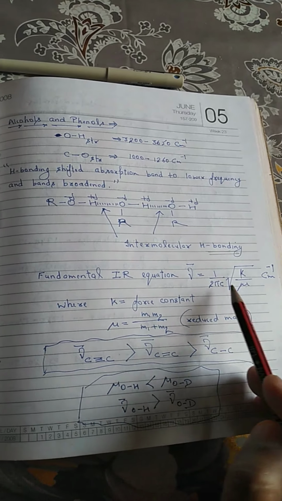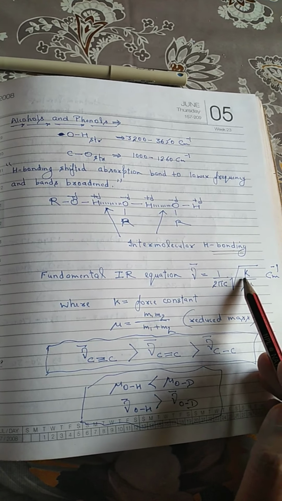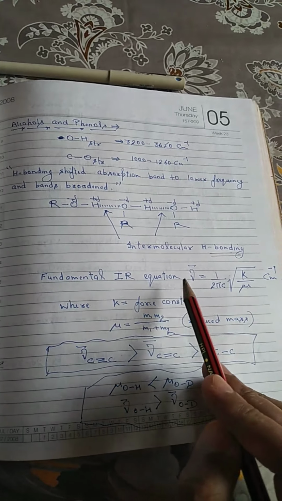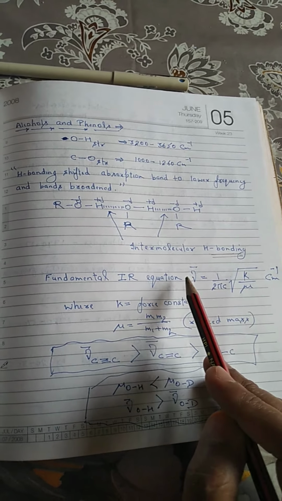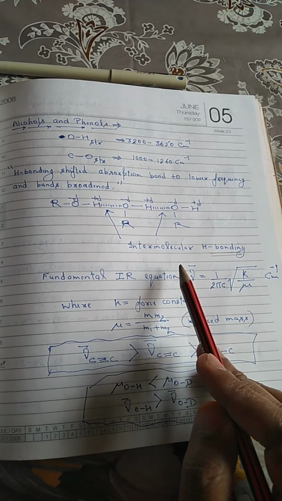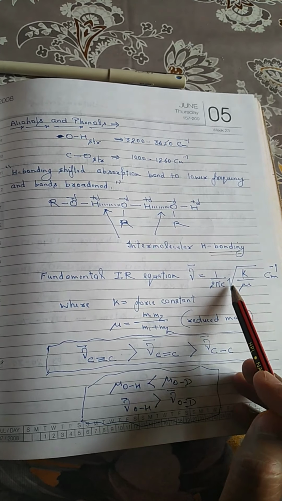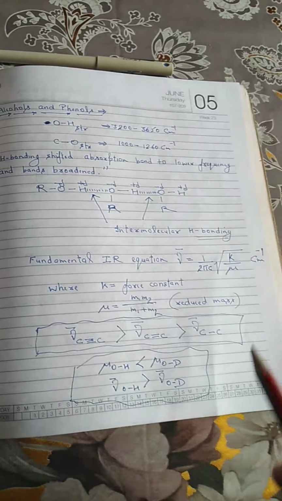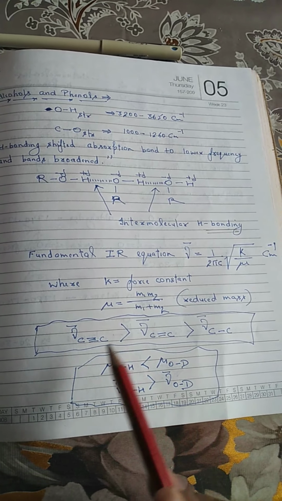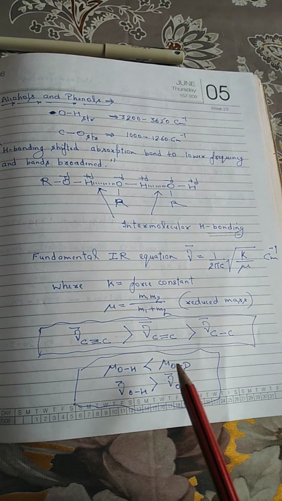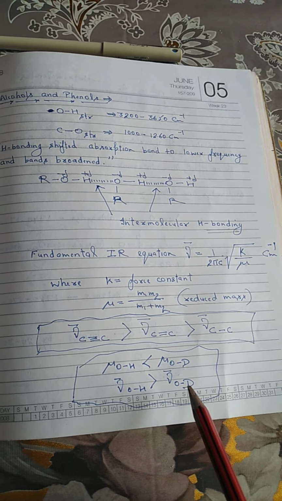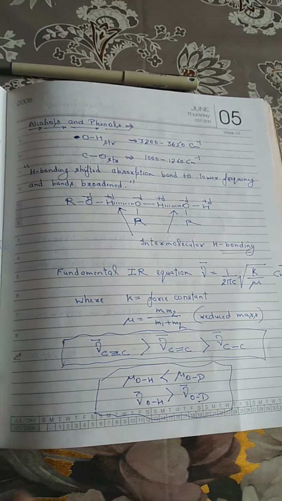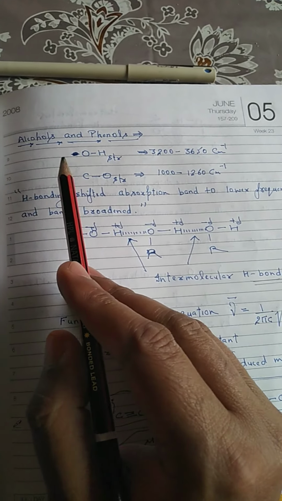Similarly, if the reduced mass is greater, then the vibrational frequency is lower, because there is an inverse relationship between the frequency or wave number and reduced mass. From this example, we saw that since the reduced mass of OD is greater, its vibrational frequency is lowered. Now we come to the applications.